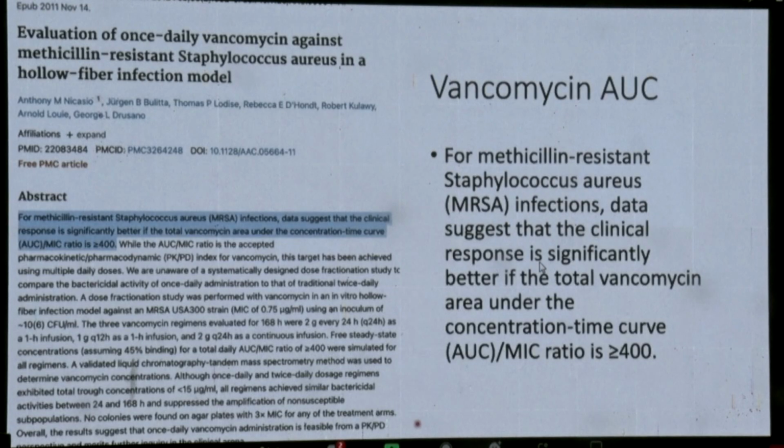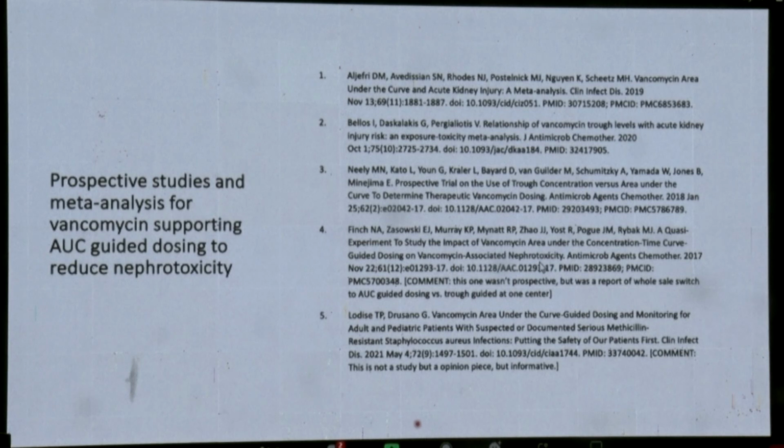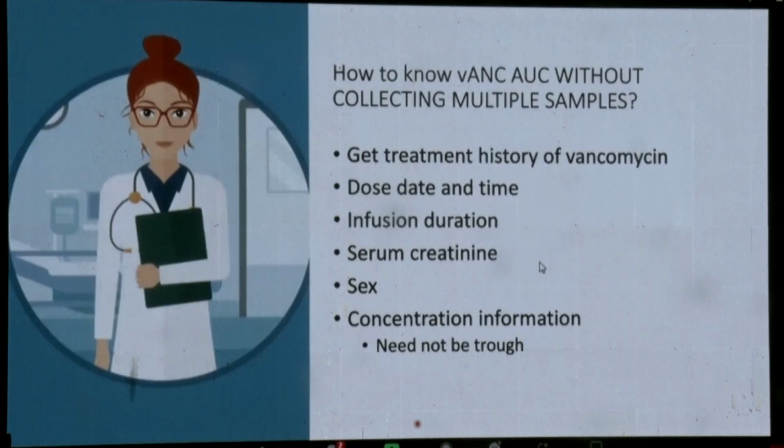So now there are studies saying you don't look at trough, you have to look at AUCs. And there are even meta-analyses supporting vancomycin AUC-guided dose adjustment to reduce nephrotoxicity. So there are plenty of studies to support TDM and especially AUC-guided dose adjustments. But vancomycin AUC, especially in a critically ill setting, we can't do because we are talking about 8 to 10 samples, and that too for ICU patients. It's impossible. So how can we overcome this situation?